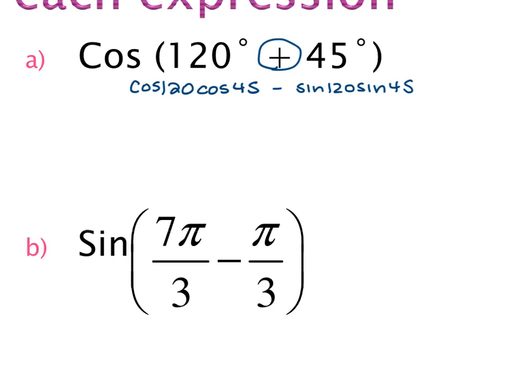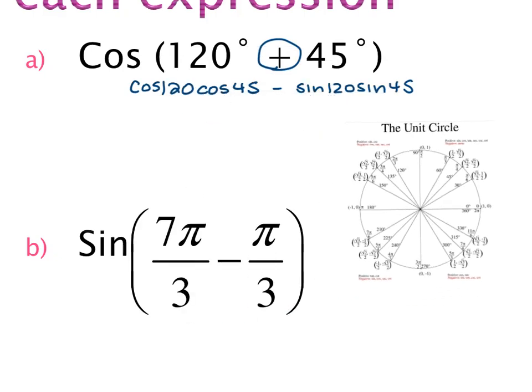Now, these are unit circle based angles, so if I want to pull in the unit circle, so you can reference it. I would go to where the angle is 120 degrees, which is here, and I want the cosine there, which is negative 1/2. And then I'm going to go to where it's 45, and I want the cosine there, which is root 2 over 2, minus the sine at 120, which is positive root 3 over 2. And the sine at 45, which is root 2 over 2.